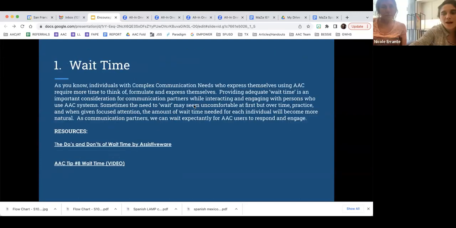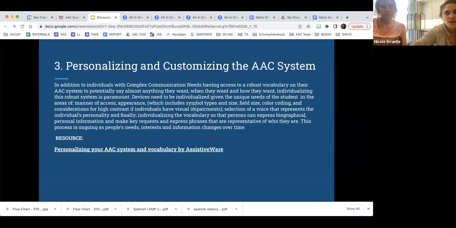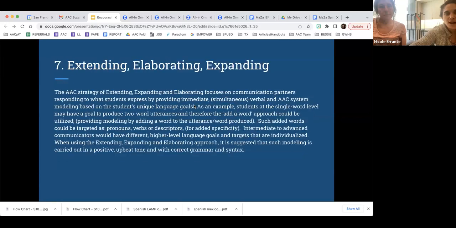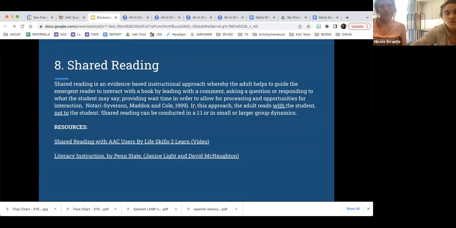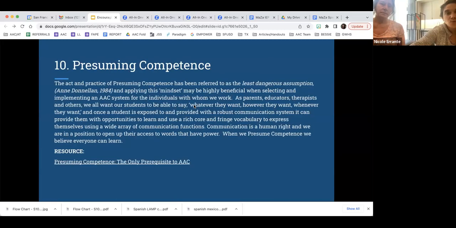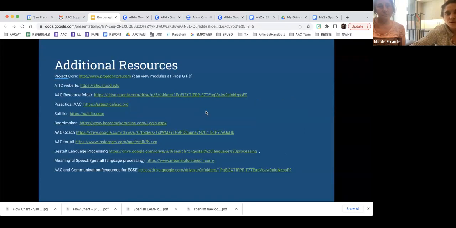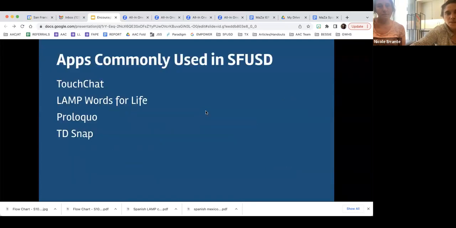Definitely. And we'll make sure you have these slides, so you'll have all these links, but this is just a deeper dive into more AAC strategies. So wait time, following lead, customizing the system, making sure it's always available, descriptive teaching, recasting, shared reading with the devices, presuming competence, honoring all forms of communication. I briefly talked about this. This is an important one, just making sure that you're connecting and not only using the device during academics. Resources, just to get you familiar.